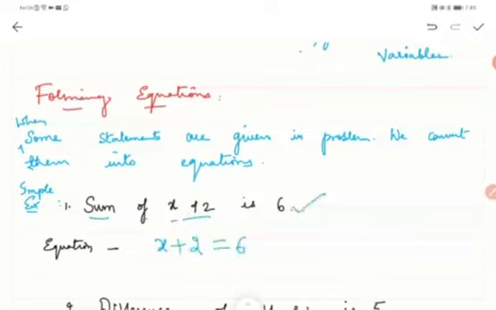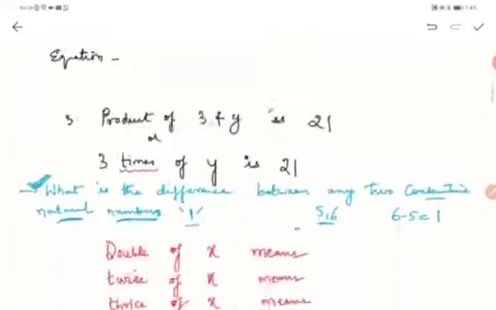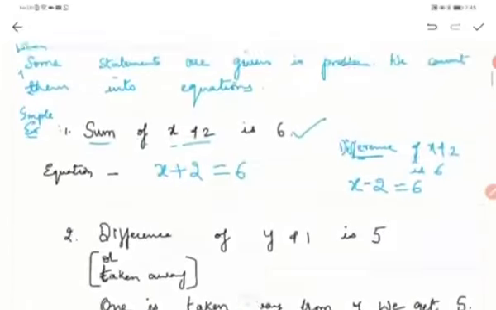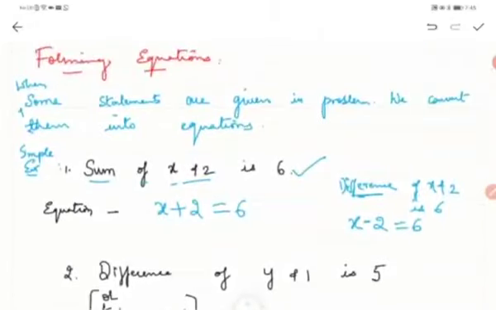If the statement was like this, difference of x and 2 is 6, then how will your equation be? Now you will write this as difference. They are saying difference, so it is x minus 2 is equal to 6, okay? So in this problem, that is what they've said. So this is a statement, okay?